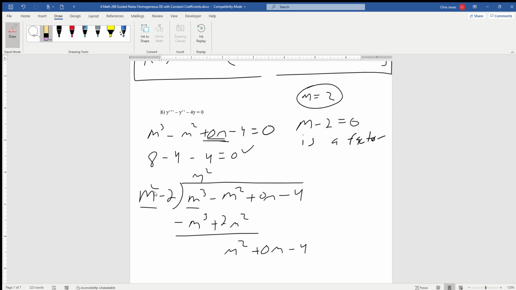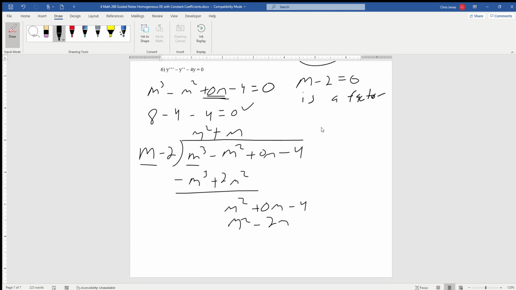So what multiplies by m to give us m squared? Well, that should just be m. So we're going to add an m into this. That's a plus. M times m, m squared. M times negative 2, negative 2m. And again, we're going to flip the signs around. So we get 2m minus 4.